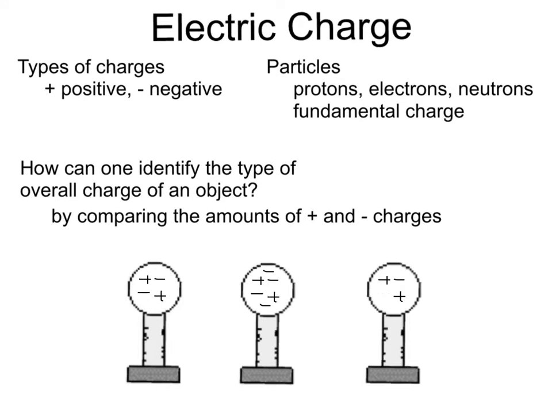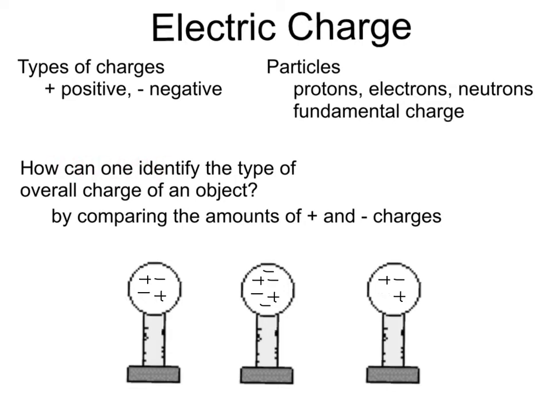Electric charge. You're probably already familiar with the different types of charges, that is, the positive charges and negative charges, and the particles that carry these charges, the protons being positively charged, electrons being negatively charged, and not to forget neutrons, which are neutrally charged. The protons and electrons carry what's called the fundamental charge, which we'll see in another video.